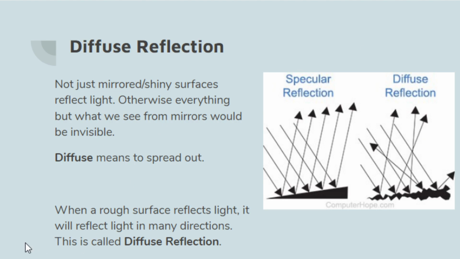So when a rough surface reflects light, it'll reflect light in many directions. And that's what we call diffuse reflection. That's our definition for diffuse reflection.